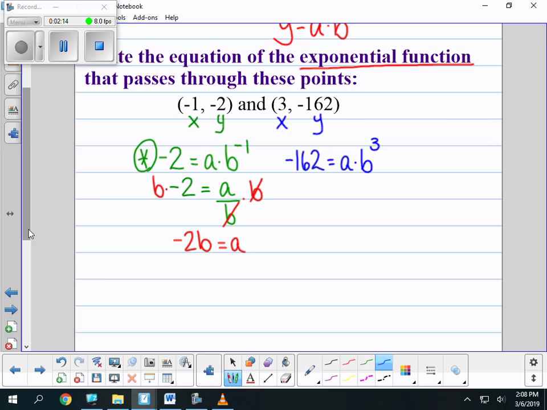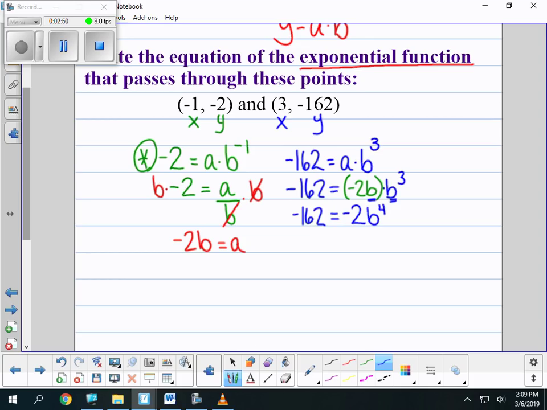Now that means that anywhere I have a in the other equation, I can substitute in -2b. Let's go to the blue equation now. -162 equals, and instead of a, I'm going to write in -2b, since anywhere I had a, I can swap it out and replace it with -2b, and then it would still be times b to the third. Now I'm going to use my laws of exponents to simplify this a little bit. -162 equals -2. If I have 1b times 3 more b's, I'm multiplying b 4 times. So I can rewrite that as b to the fourth.